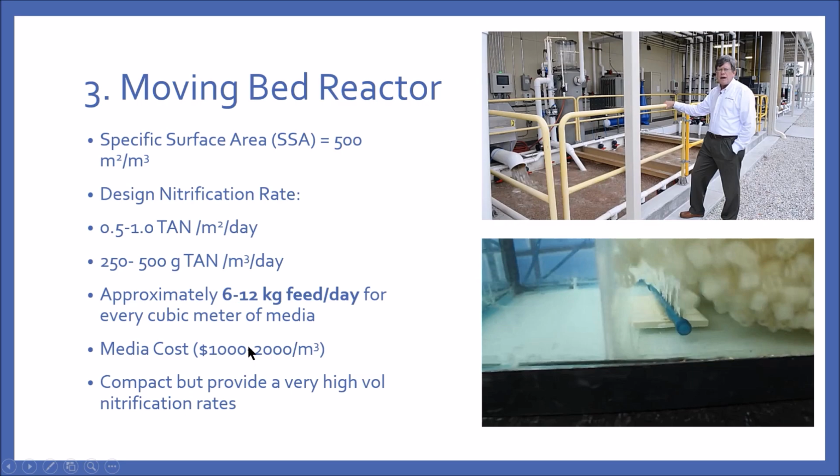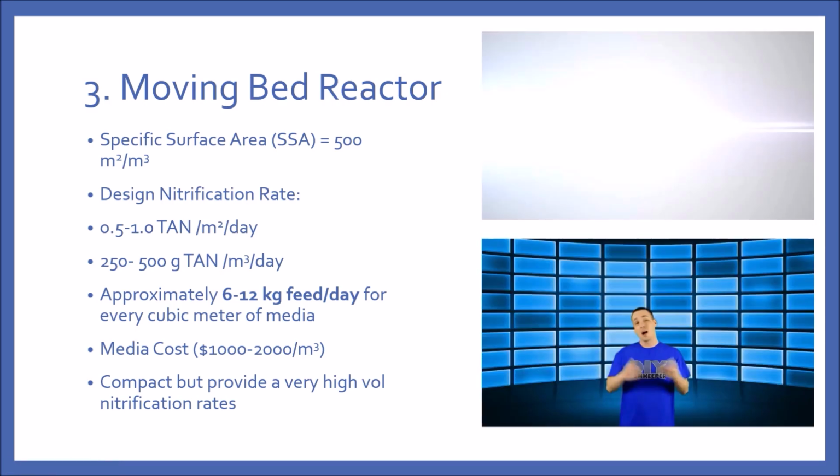So assuming I have to feed 2 kilos of feed every day, how much media do I need? The answer is you only need 0.3 to 0.4 cubic meter of media. If I have to feed 18 kilos of feed on a daily basis, I will need 3 cubic meters of moving bed reactor.